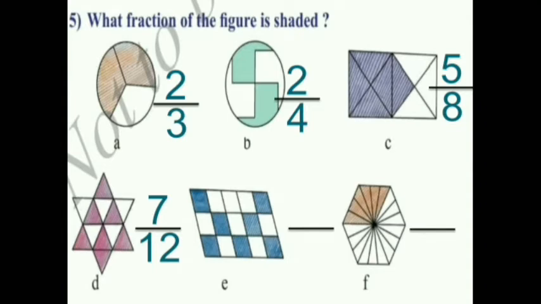See the next picture. Here the figure is divided into 15 parts. So we will write 15 in the denominator. 7 parts are shaded. So we will write 7 in the numerator. Therefore, the fraction is 7 by 15. See the next picture. Here the figure is divided into 18 parts. So we will write 18 in the denominator. 6 parts are shaded. So we will write 6 in the numerator. Therefore, the fraction is 6 by 18.